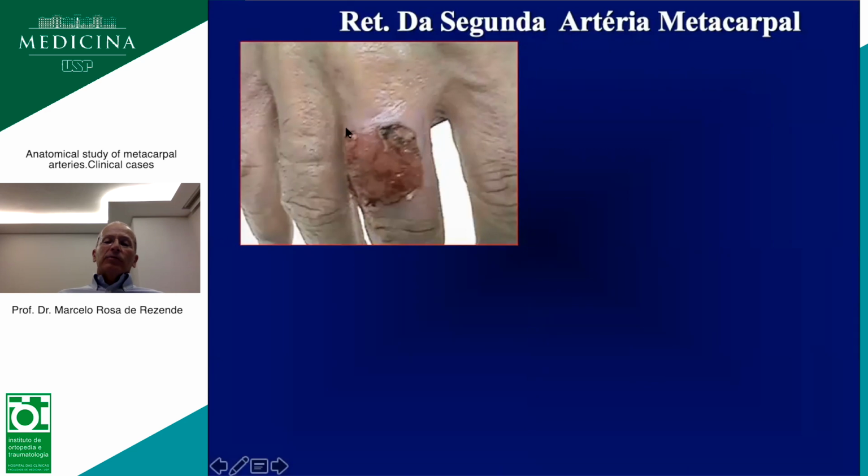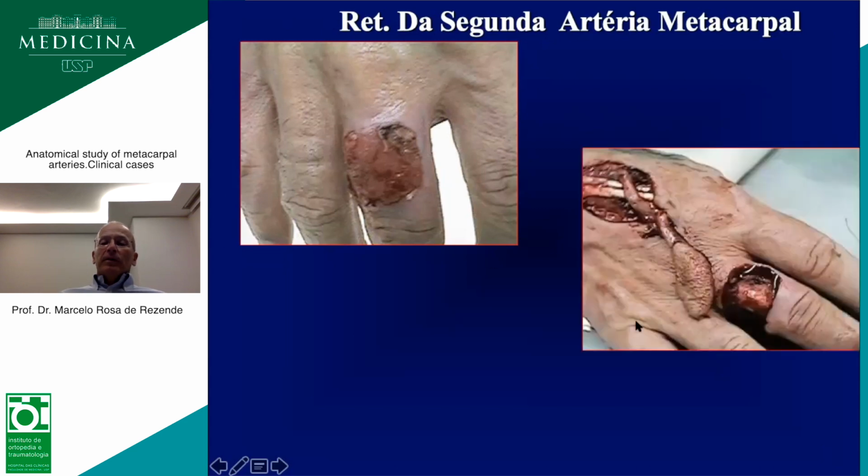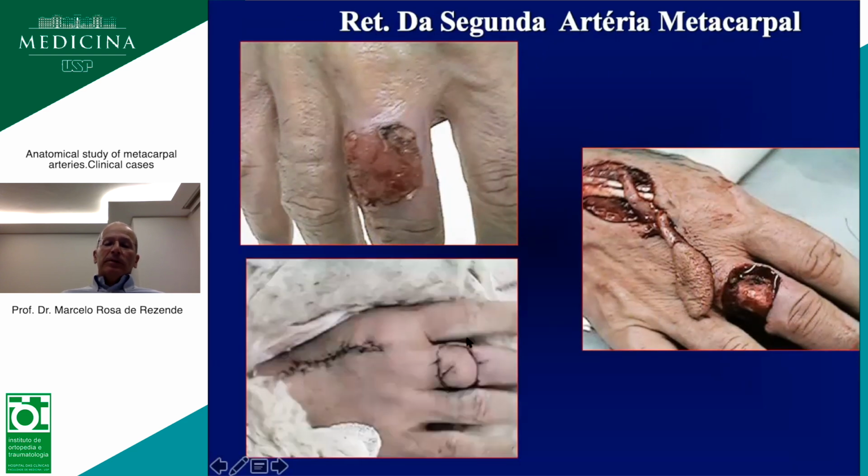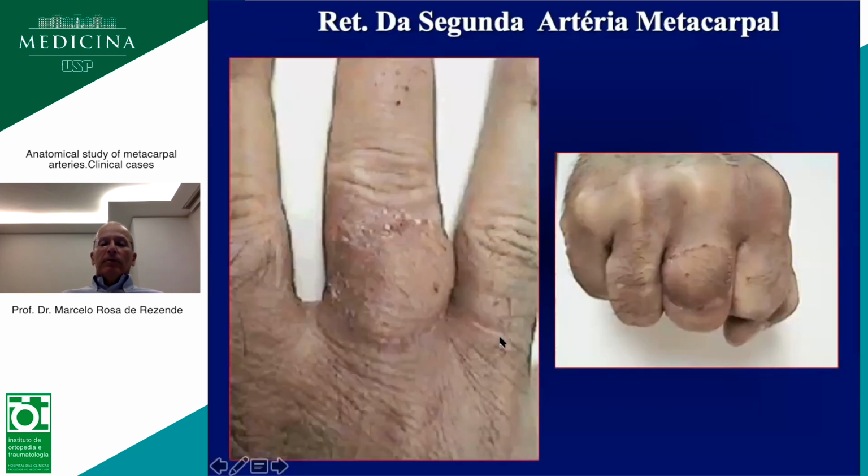This is a squamous cell tumor, a spinocellular tumor at the dorsal aspect of the third finger. So we did a resection, and then we planned a second metacarpal flap based in a retrograde fashion. This is the immediate follow-up and the long follow-up.